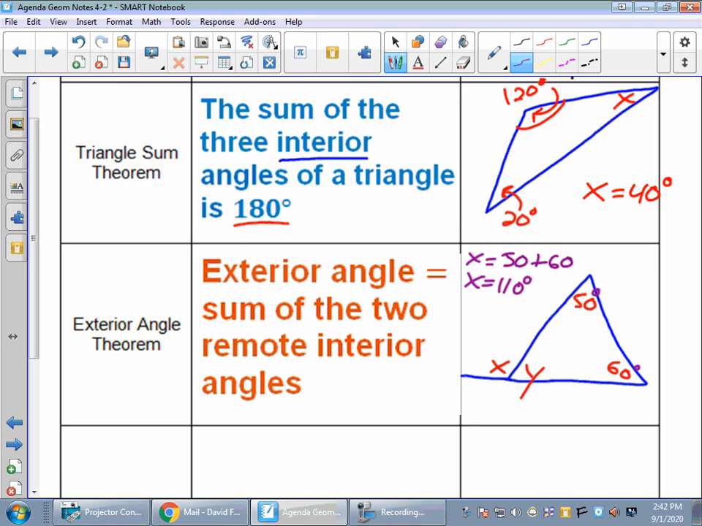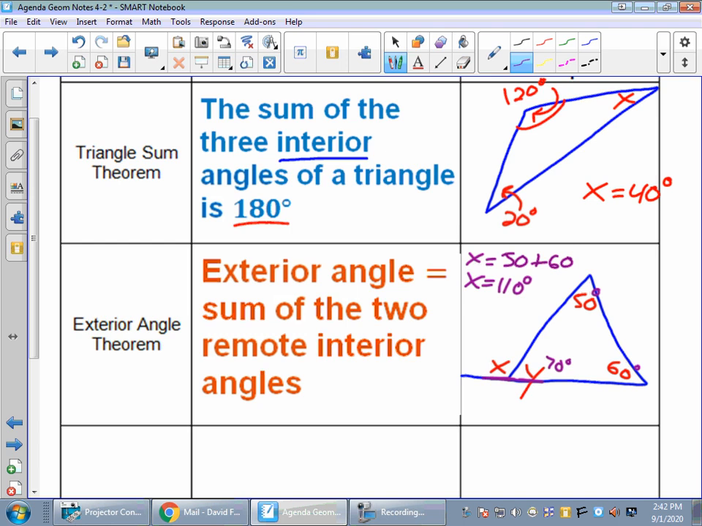Okay. The reason I put y in there also is that you can see that together x and y would make a straight line. And so y would have to be 70 degrees because they would have to add to 180. Same reason why y has to be 70 degrees as well is because 50 plus 60 is 110, subtract that from 180 and you get 70.